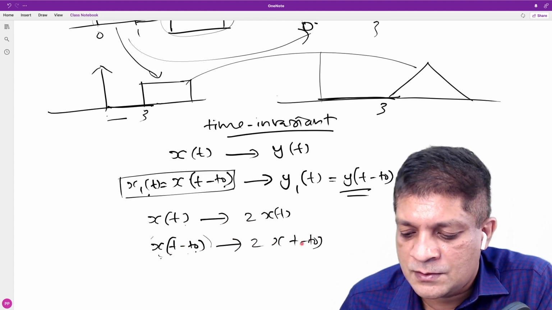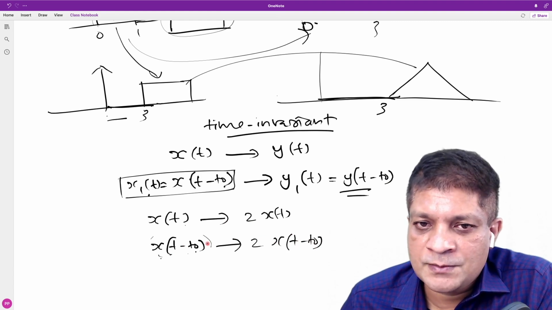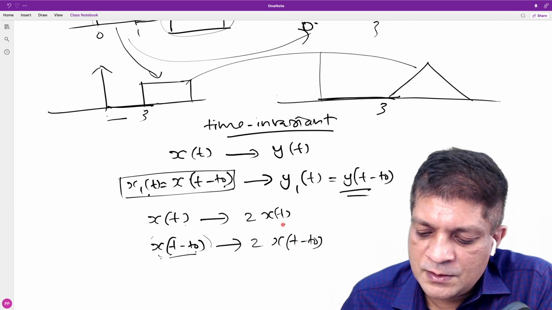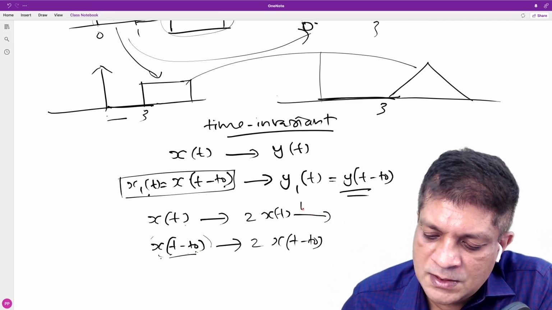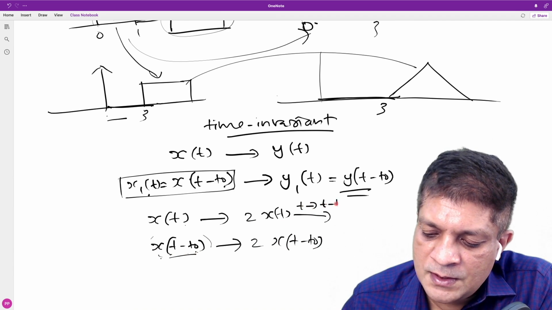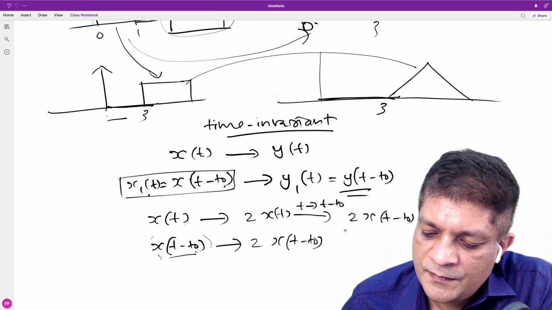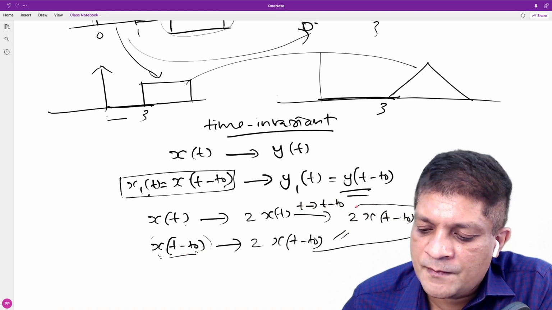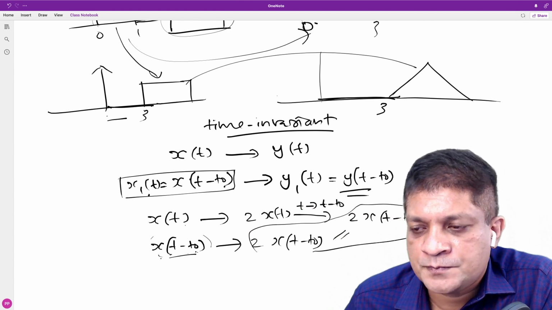2x(t minus t naught). Now, how to verify whether it is a time invariant system or not? It is delayed by t naught. If you delay this signal by the same amount, that means replace t with t minus t naught, you will get 2x(t minus t naught). These two are the same, isn't it? So it is a time invariant system.